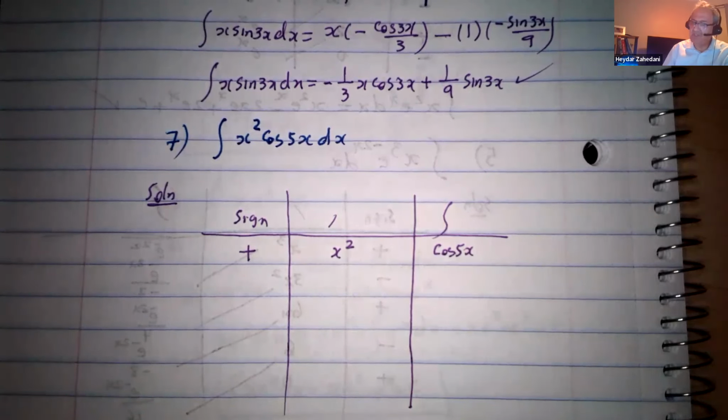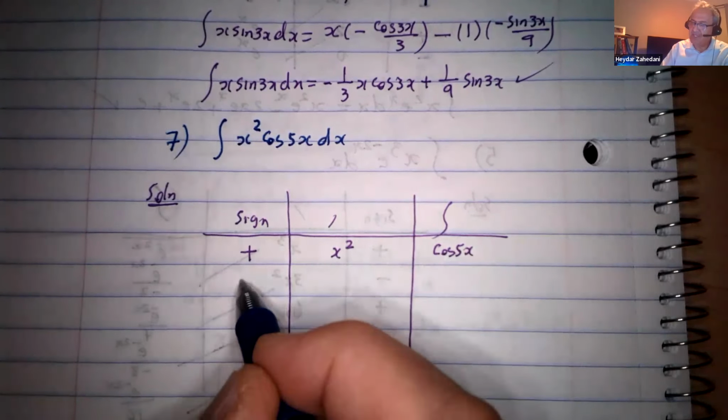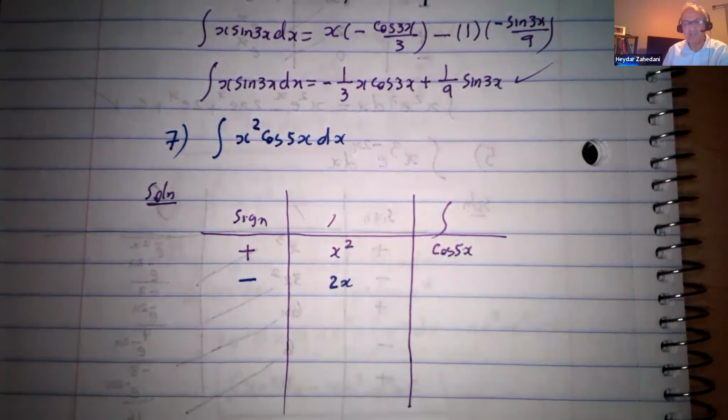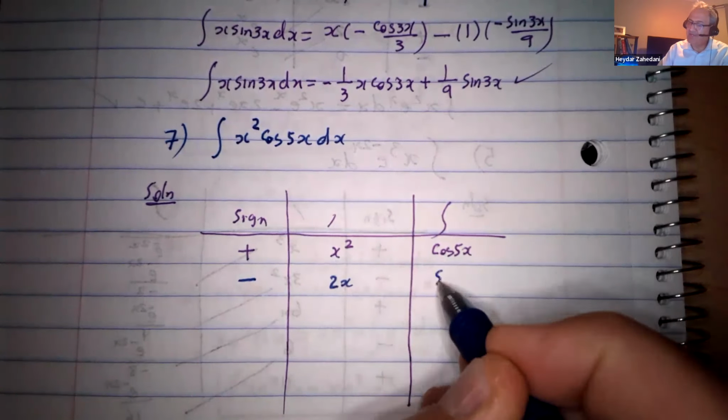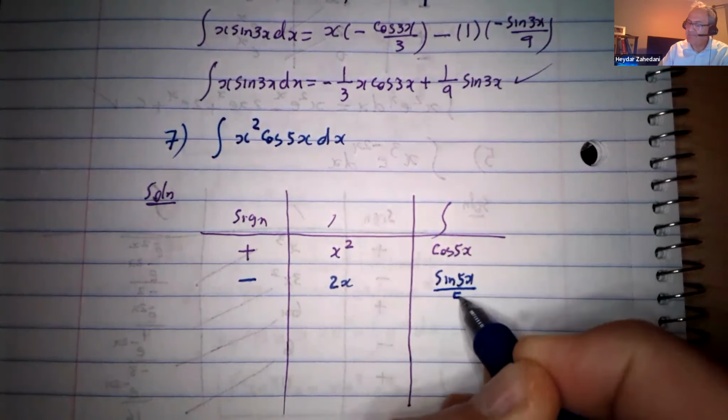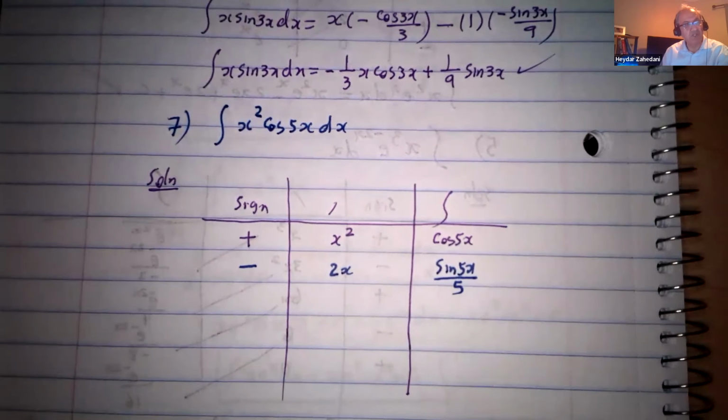Okay, so what's going to be the result? The sign would be negative, the derivative would be 2x. The integral of a cosine is sine. Sine of what? Sine of the 5x. So you have to divide by 5, because when you differentiate it, you multiply by 5. When you integrate it, you have to divide by 5.